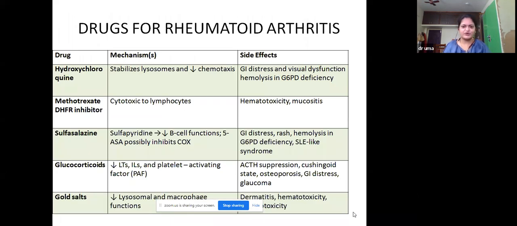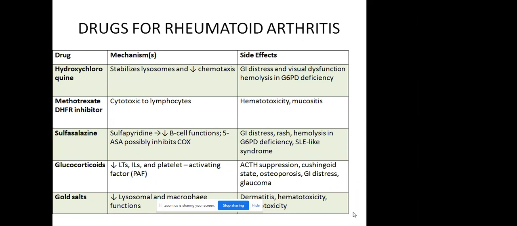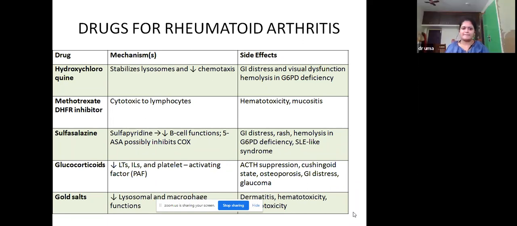Now coming to the drugs for rheumatoid arthritis, it is hydroxychloroquine, which stabilizes the lysosomes and decreases the chemotaxis. Its side effects are GI distress and visual dysfunction, which is less with hydroxychloroquine compared to chloroquine. And it causes hemolysis in glucose 6-phosphate dehydrogenase deficiency. And methotrexate is a dihydrofolate reductase inhibitor. It is cytotoxic to lymphocytes. Its side effects are mainly hematotoxicity and mucositis.